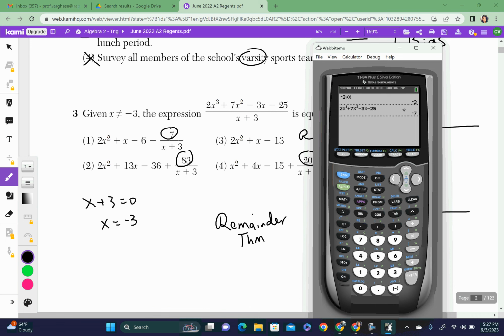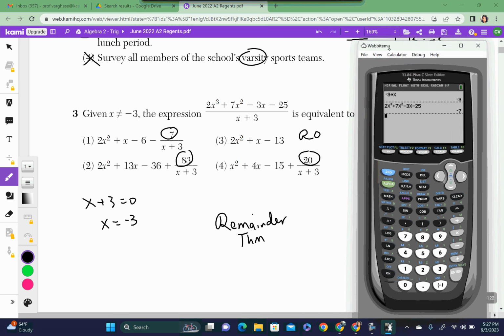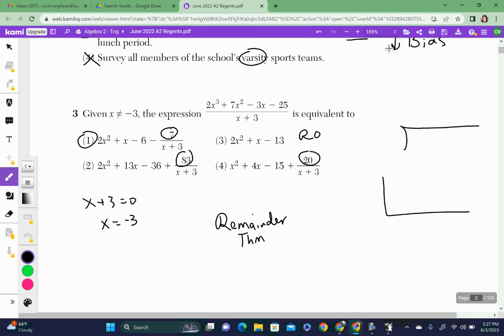And look, what's the remainder? -7, right? So the only one that has a remainder of -7 is option number 1. So number 1 is the answer, okay? You could also do synthetic division.